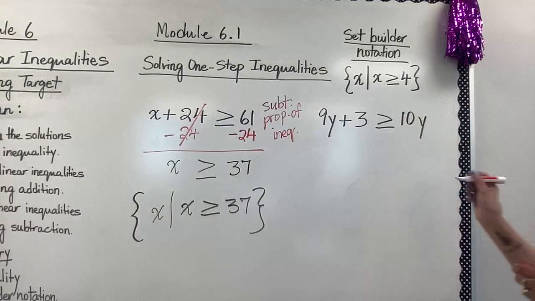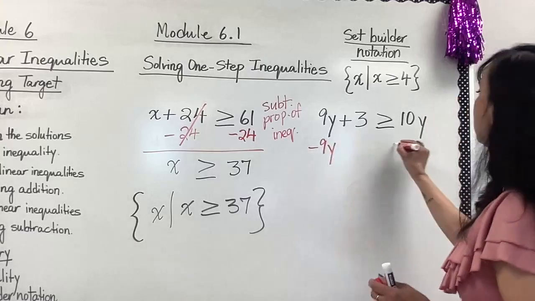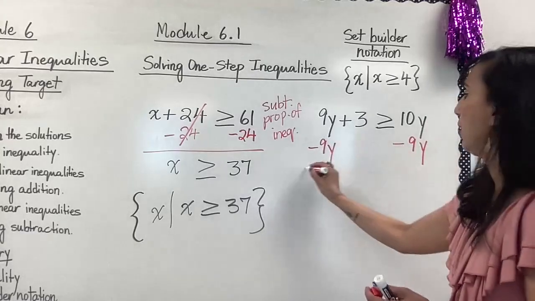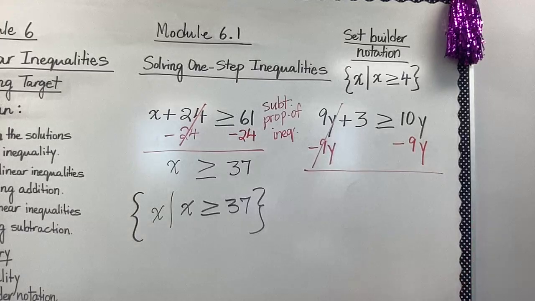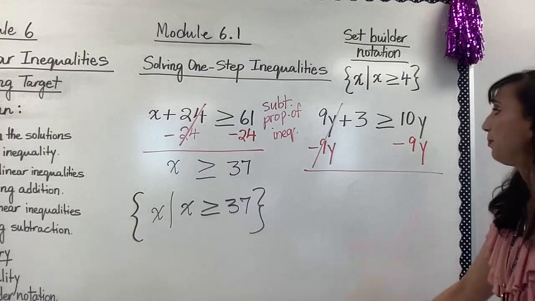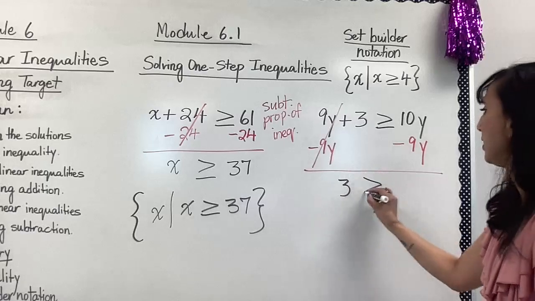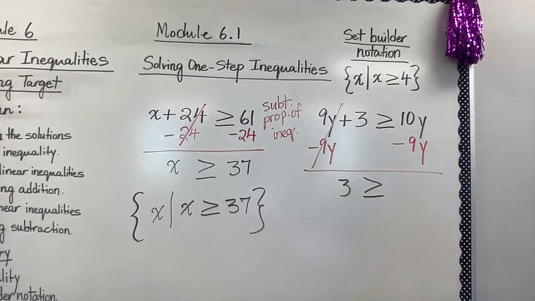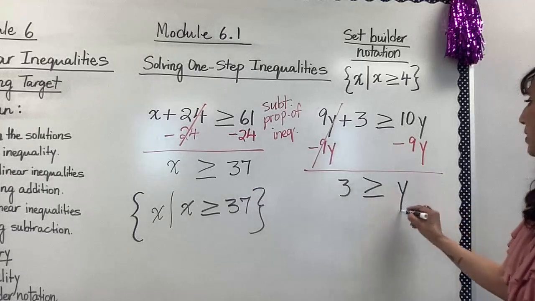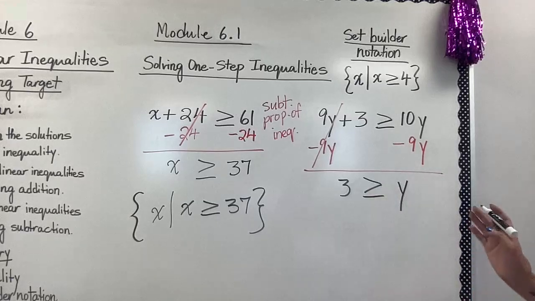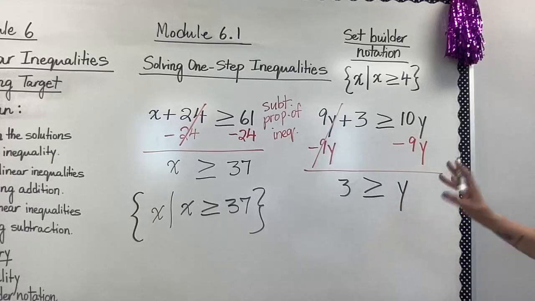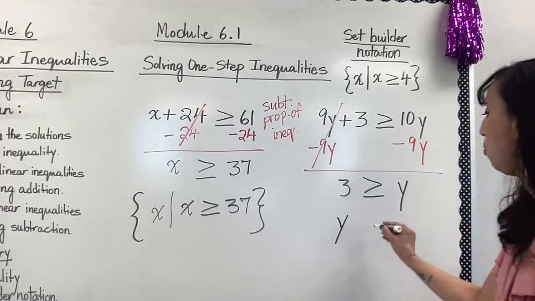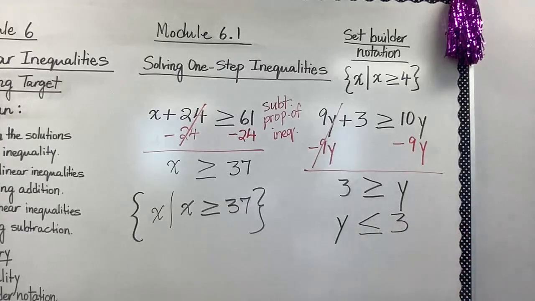I am going to subtract 9y from both sides of the inequality. I know that 9y minus 9y is going to cancel each other out, and then I am left with 3 is greater than or equal to, what is 10 minus 9? 10y minus 9y, I get just y. So since 3 is greater than or equal to y, this also means what? This is the same thing as writing y is less than or equal to 3.